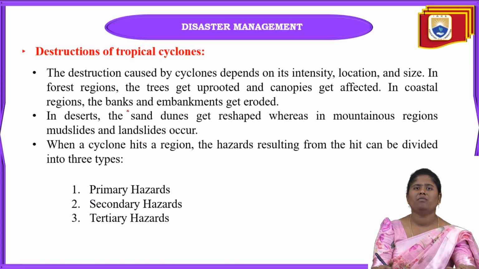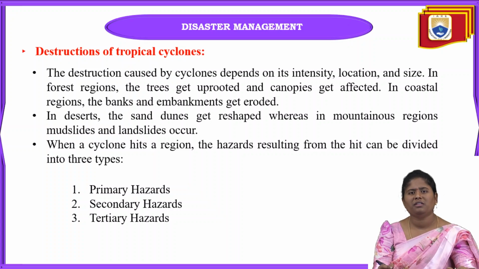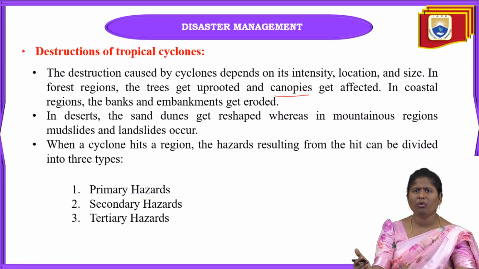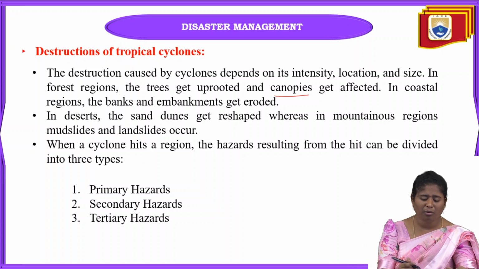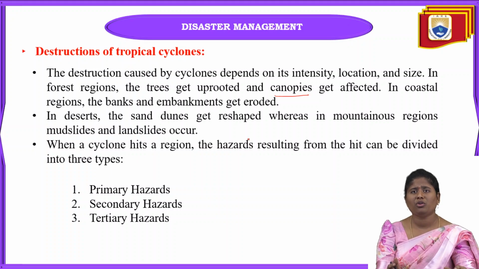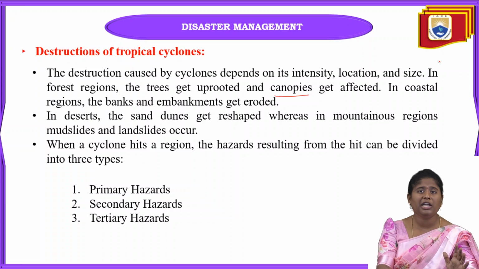forest regions. In these forest regions, the trees will get uprooted and the bottom layer of the roots will get damaged. In some coastal regions, banks and embankments get eroded. In some regions like deserts, sand dunes get reshaped. And in mountainous regions, mudslides and landslides can occur. When any type of tropical cyclone happens, this is the destruction that happens in different regions.